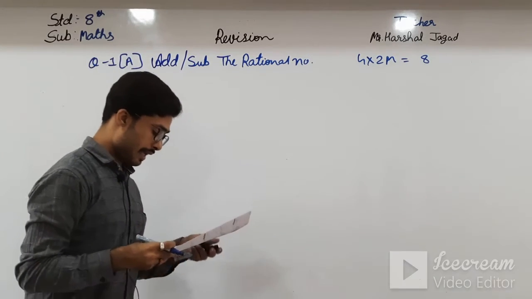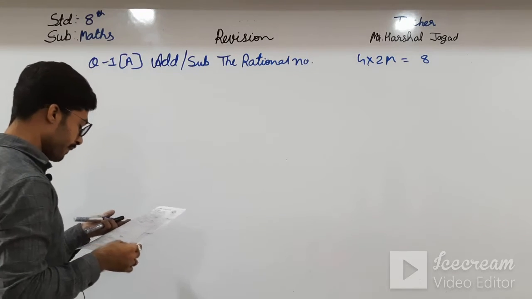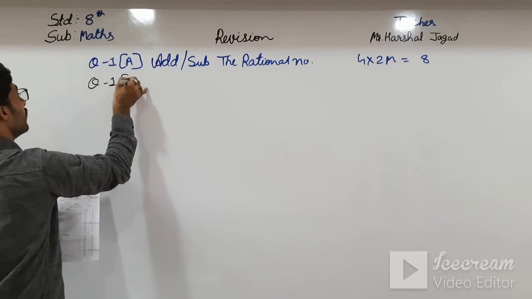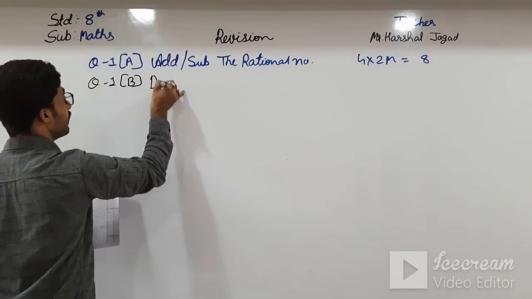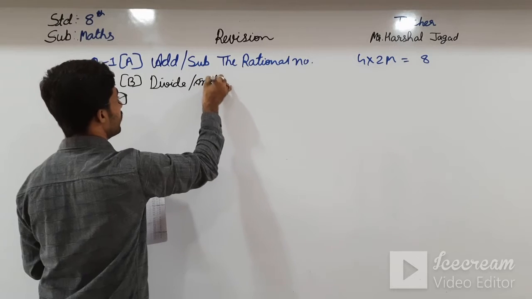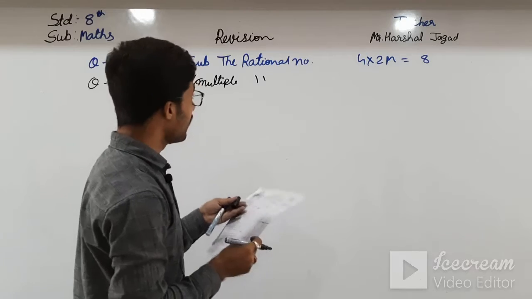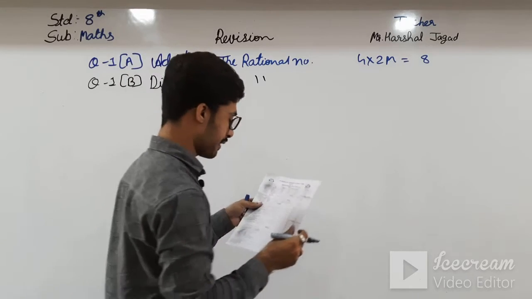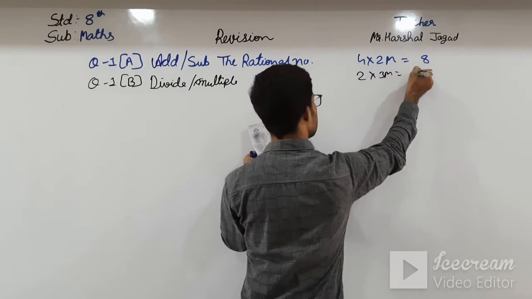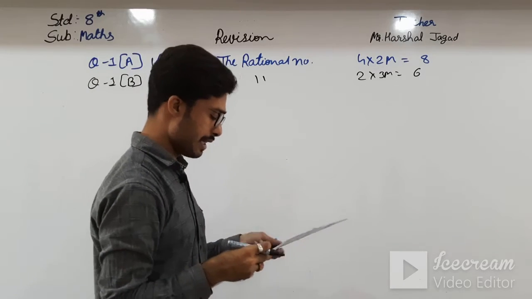Okay students, then next is multiply and divide rational numbers. So in question number 1b, divide and multiply the rational numbers. So they will ask any 2 of 3 marks. It is written only 2 into 3, that is 6. Any 2 will be asked. One division and one multiplication sum will be asked.